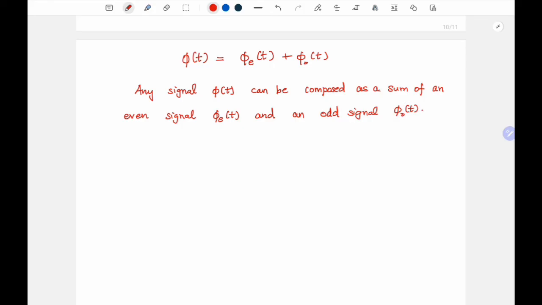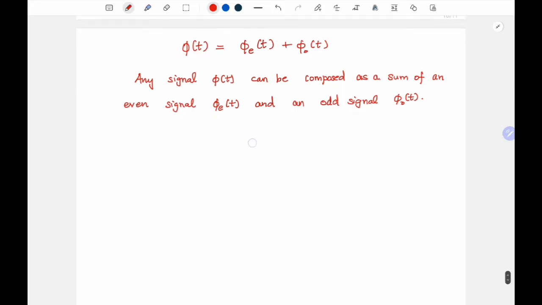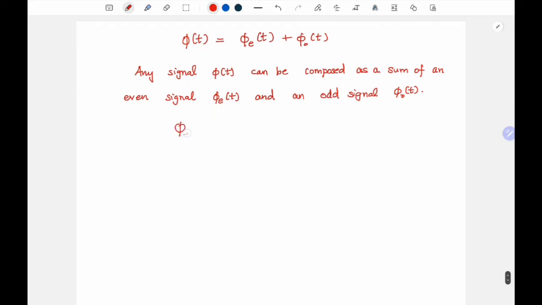So I will define phi e of t like this. It is actually phi of t plus phi of minus t by 2. Okay. So now if I try to see phi of minus t, what will I get? I'll get phi of minus t plus phi of t by 2. This is nothing but phi e of t itself. So this is an even signal, right?